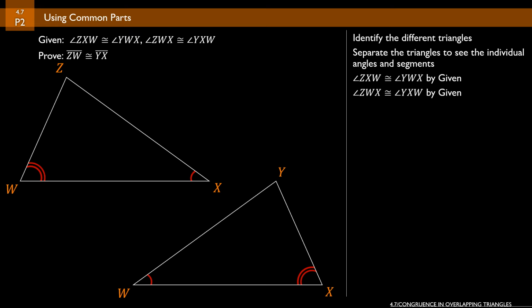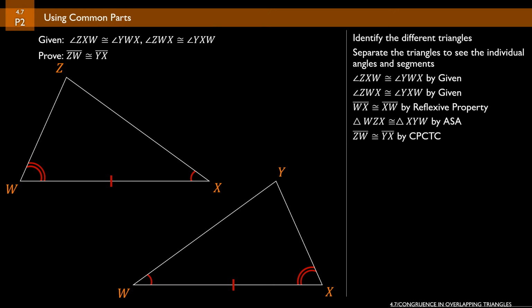Then we know that the shared side was segment WX, and WX is congruent to segment XW by the reflexive property. Then we know that the two triangles are congruent because we have ASA congruence, which then means that segment ZW is congruent to segment YX. That's the segment that we were looking for, and the two segments are congruent to each other by CPCTC.